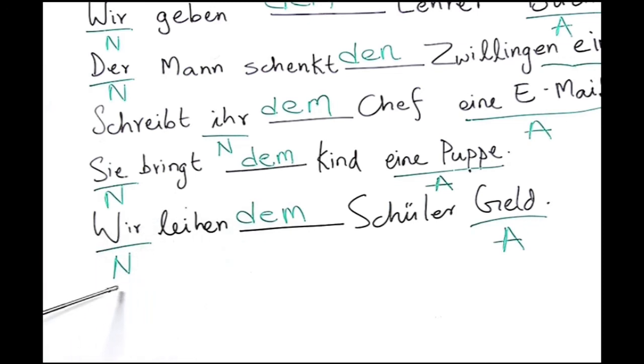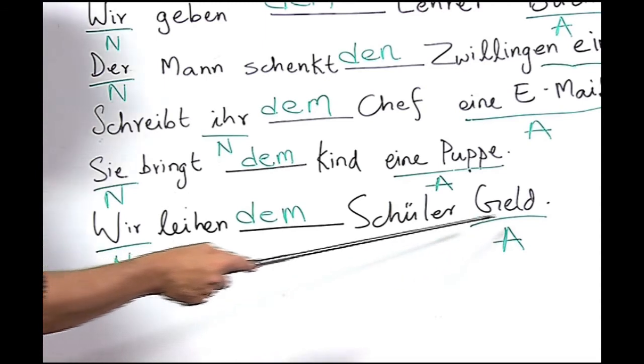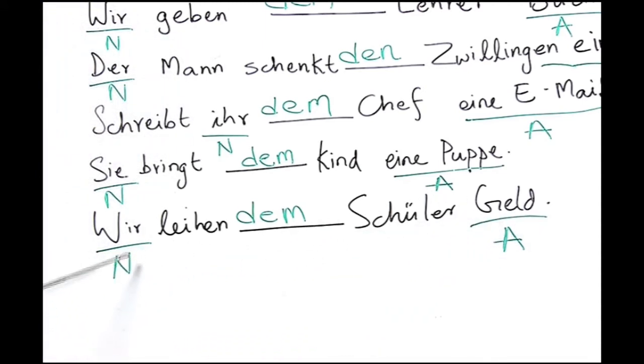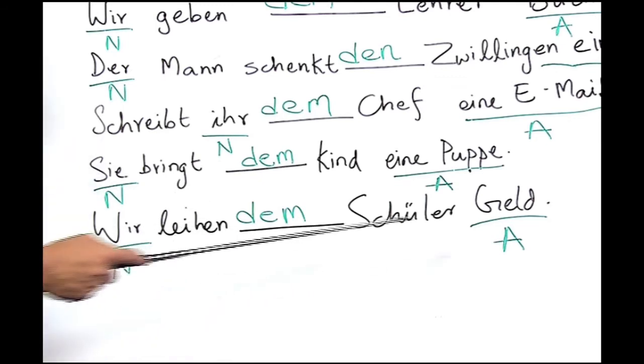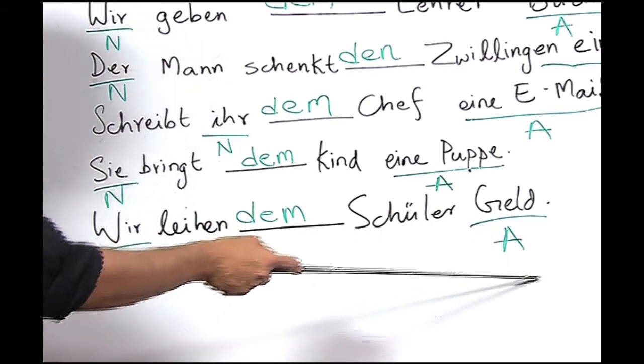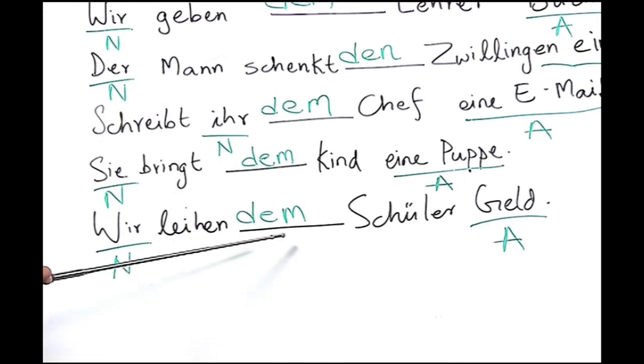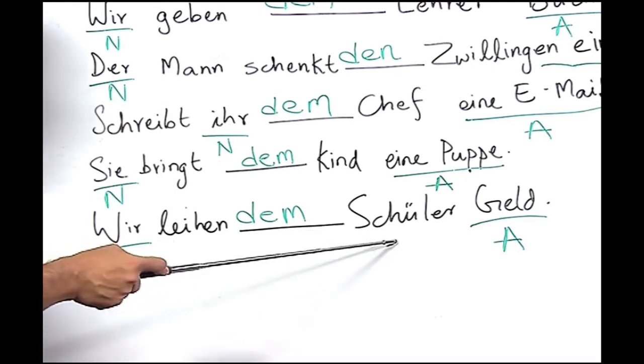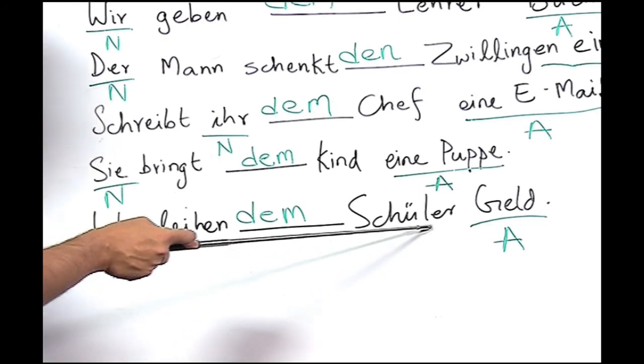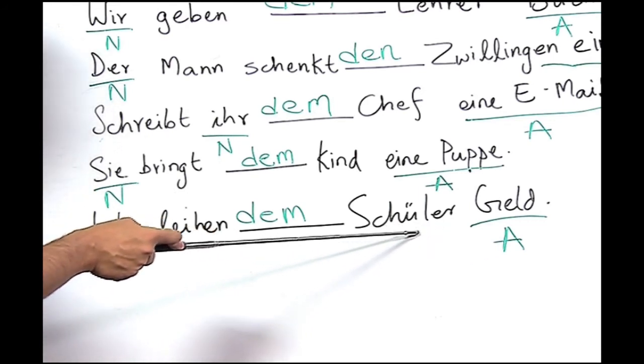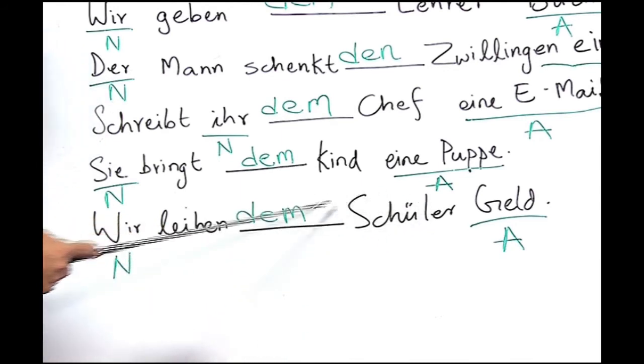Now, in sentence number 6, wir leihen dem Schüler Geld. Here again the student has correctly identified wir, the pronoun, as nominative. Here we have the verb leihen, which means to lend, and here now we have to ask the question, what do we lend? And we have the answer Geld, which means money, which becomes the accusative. To whom do we lend? And that becomes the dative, dem Schüler. Schüler means a school-going student, and you know the article of Schüler is der Schüler, and in dative there it becomes dem.